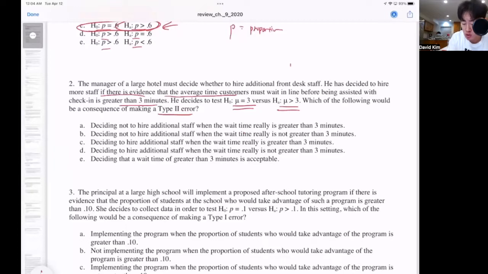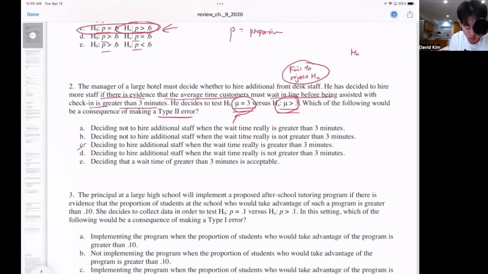Now, type 2 is when you fail to reject the null, but the alternative hypothesis is actually true. So when you fail to reject the null, that means that you actually accept the null. You believe that it is actually about 3 minutes. So you are deciding not to hire, right? You only hire more staff if it's greater than 3 minutes, but you don't.